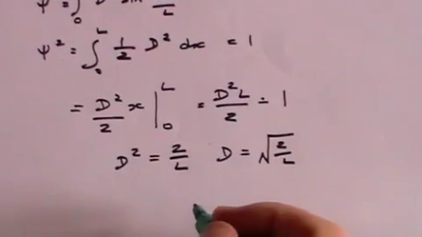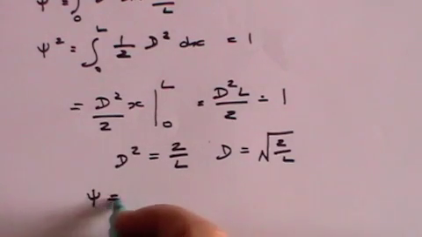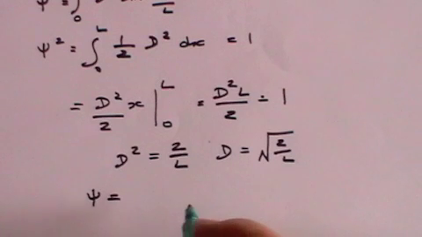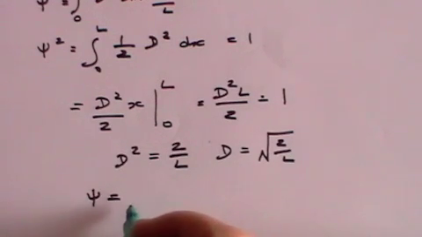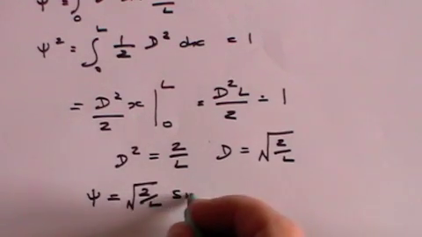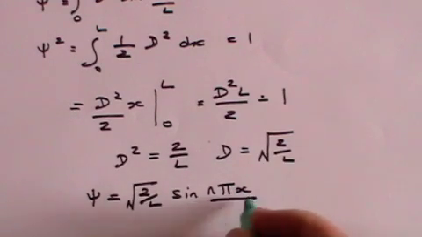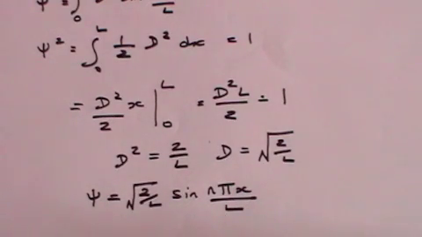And so we come to the wave function of the particle in a box with infinite sides, that psi equals D, which we now know is the square root of 2 over L, times the sine of n pi x over L for a particle in a box of infinite sides.